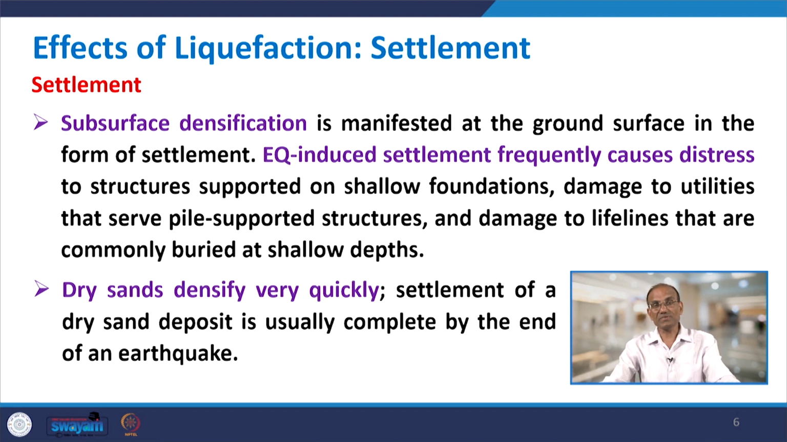Particularly, earthquake induced settlement frequently causes distress to structures supported on shallow foundations, damage to utilities that serve pile supported structures, and damage to lifelines that are commonly buried at shallow depths. Why at shallow depth? Because, as we discussed from the beginning, liquefaction is likely to occur at shallow depth.